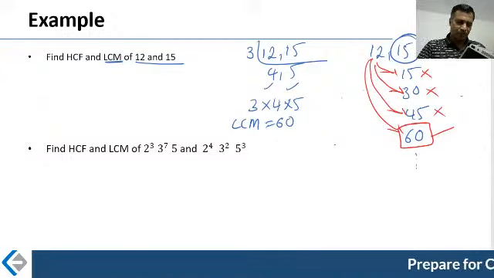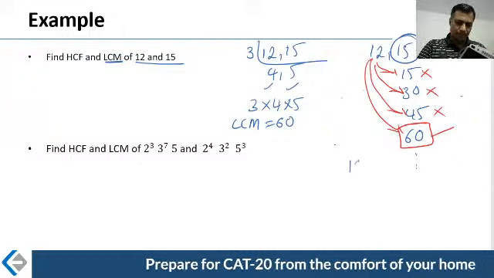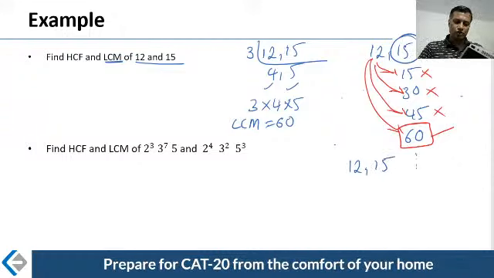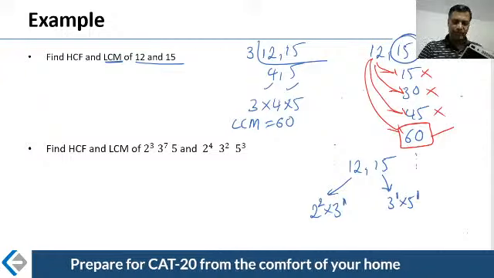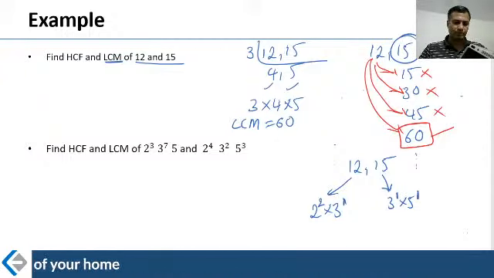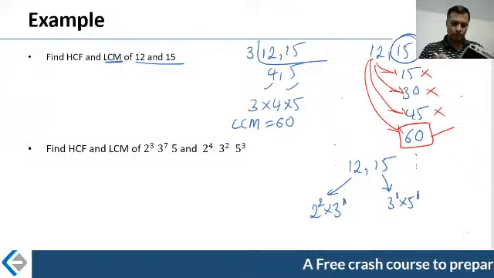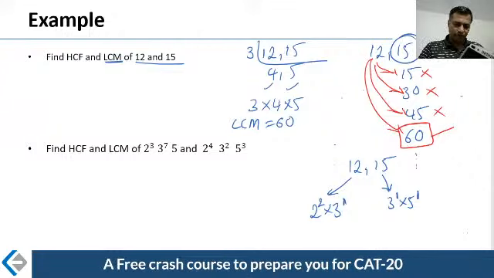The other one is what? Resolving into primes. You take the same numbers, 12 and 15, and you resolve them into primes. What is this 12? This 12 is nothing but 2 raised to power 2 into 3 raised to power 1. What is this 15? 15 is nothing but 3 raised to power 1 into 5 raised to power 1. We learned this art in the previous lecture. Once you resolve it, look for the different primes that you have listed.